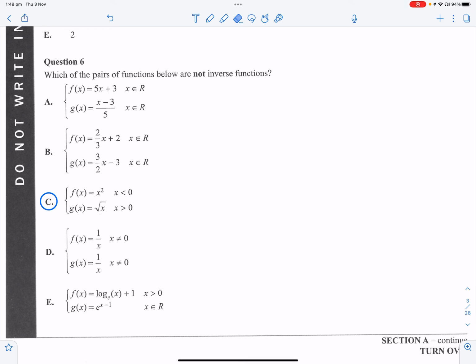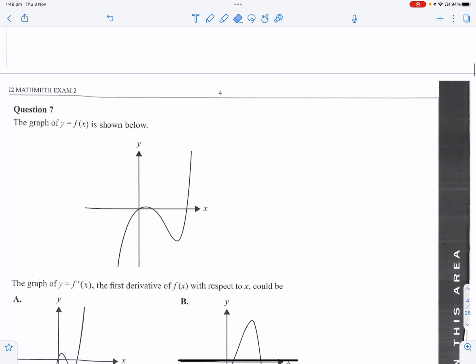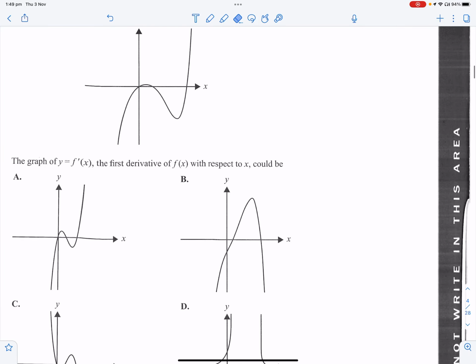Here, we would get x minus 3 on 5, so they're the same. Here, if we brought that to the other side, we'd get x minus 2 times 3 divided by 2, so we get 3x on 2 minus 3. Yeah, that's an inverse. Okay, log of x plus 1, I'd get e to the x minus 1, yeah, that's the right-hand side. That's right.